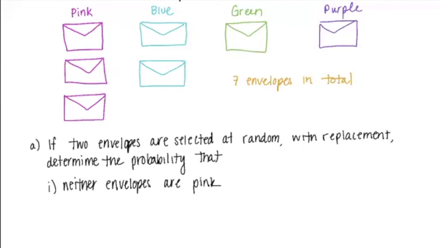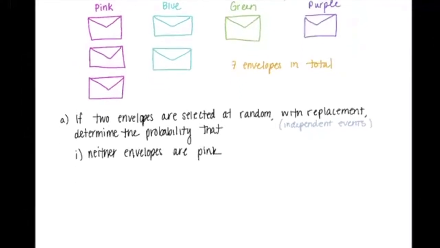Okay, so basically the probability the first one's not pink and the probability that second one's not pink. But this with replacement tells us a lot. I'm basically going to draw an envelope, look at the color, put it back in the bag. So with replacement tells us these are independent events, because everything stays the same for that second draw.